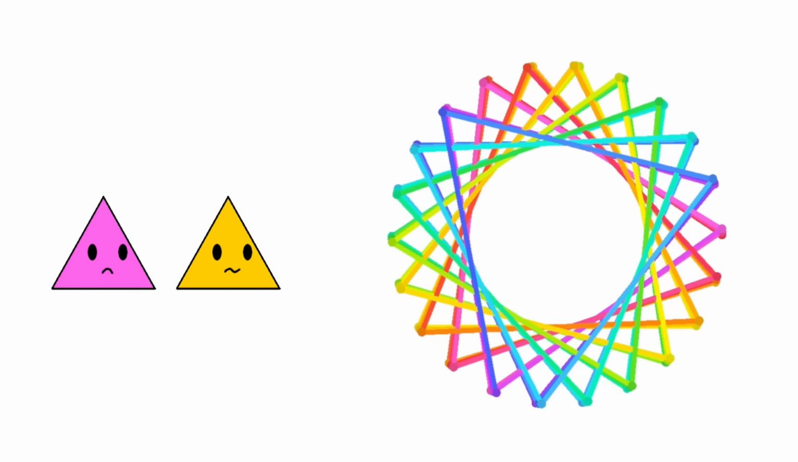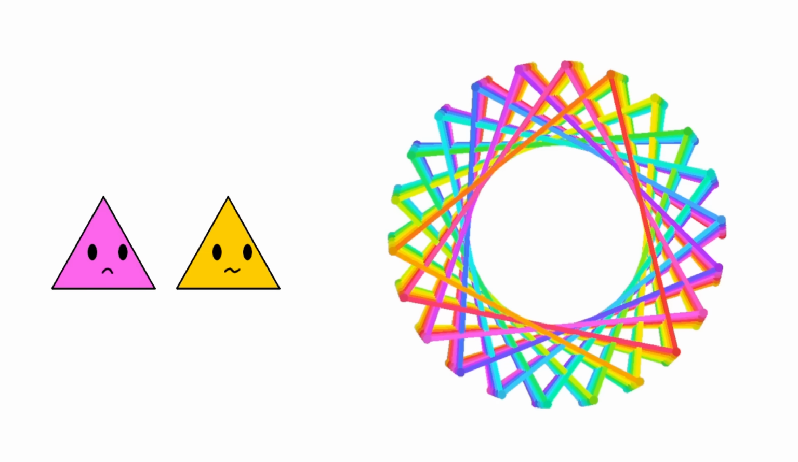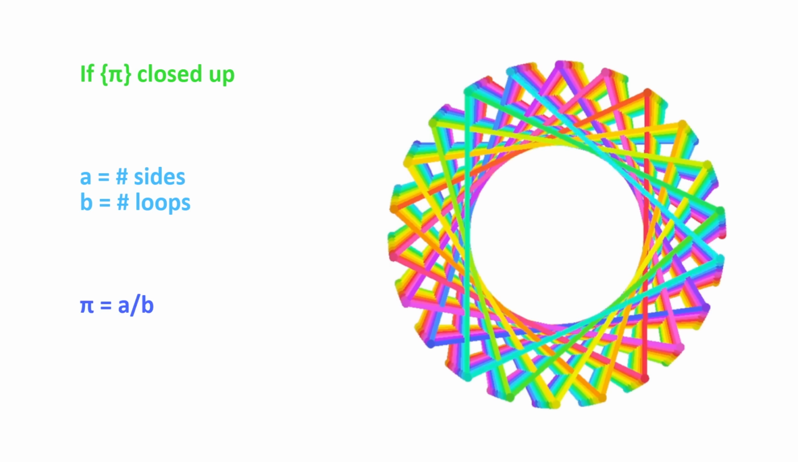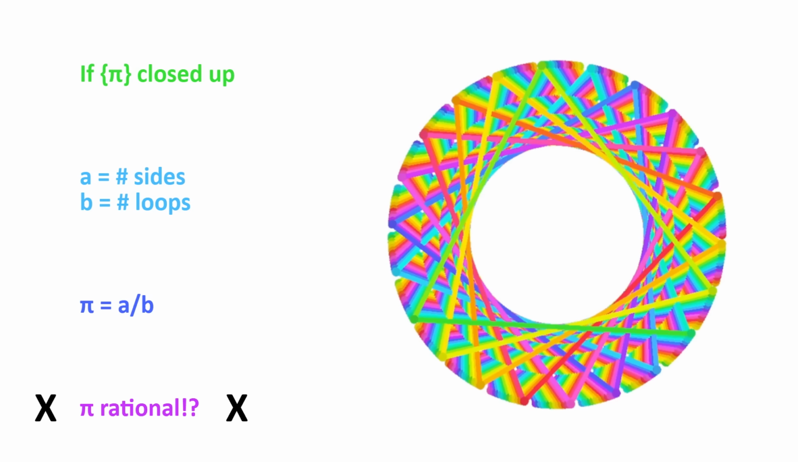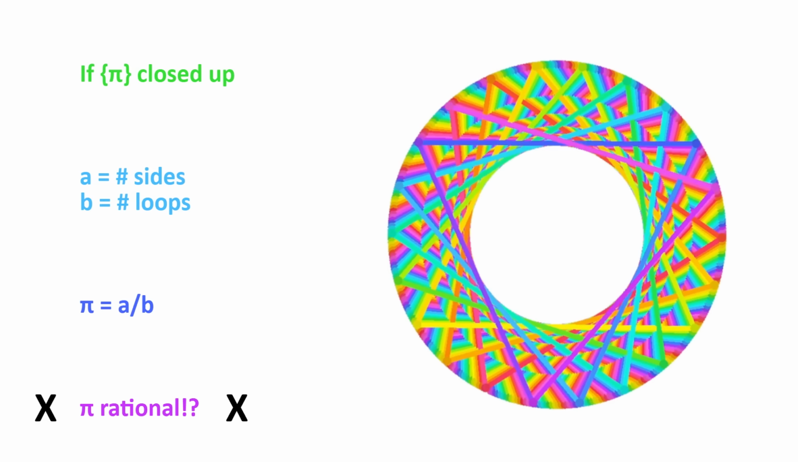As you fill in more of the shape, you eventually get closer and closer to the starting point, but never quite hit it. If you did, it would form a rational polygram with integers a/b, which would contradict the irrationality of pi. So it seems like we're stuck, and it can't form a polygon because it never closes up. But the same was true of the apeirogon, so consider the limiting case.